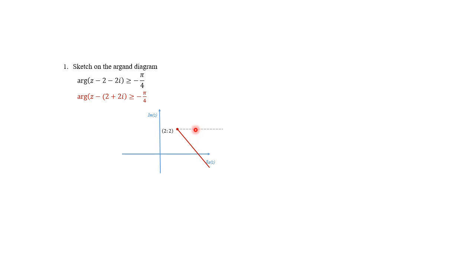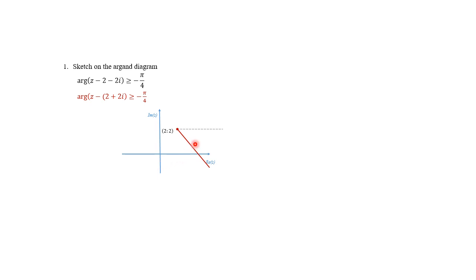So you can see that from this horizontal line going to this line here, our half line, it's negative pi over 4. All right, so we need the part which is greater than minus pi over 4. When we are moving from this horizontal line going to this side, the angle is becoming small. It's going to the negative side.